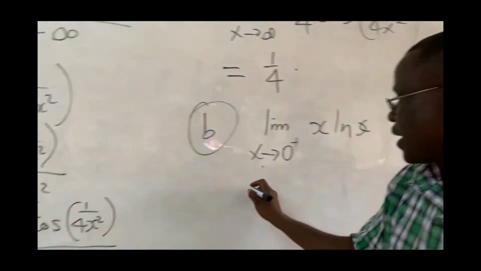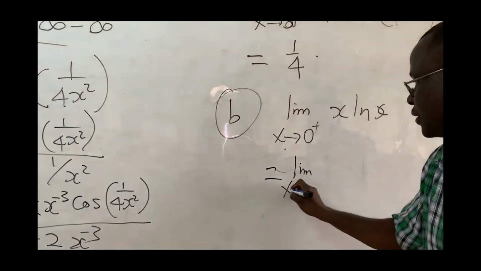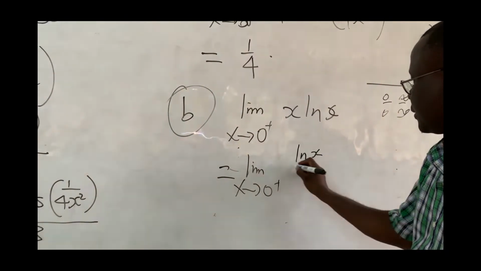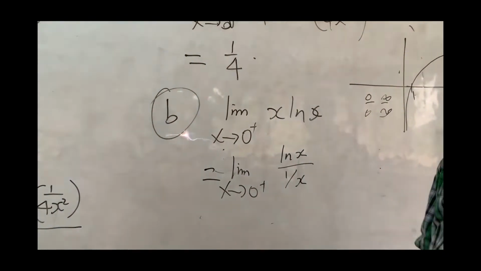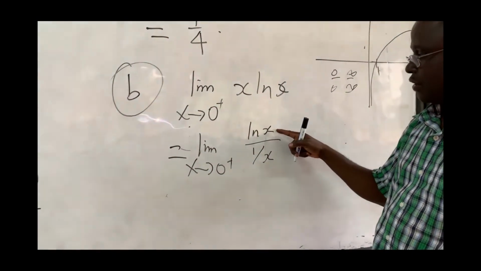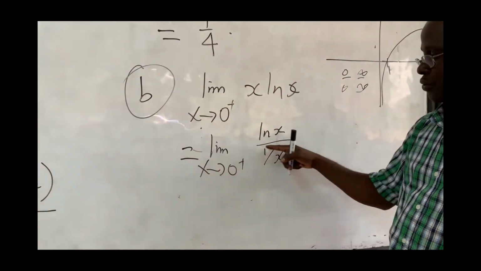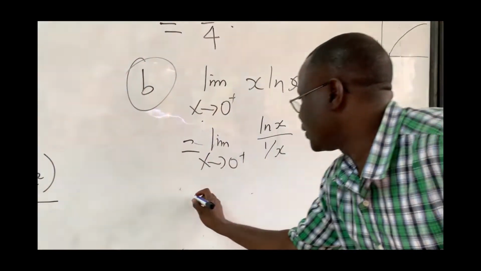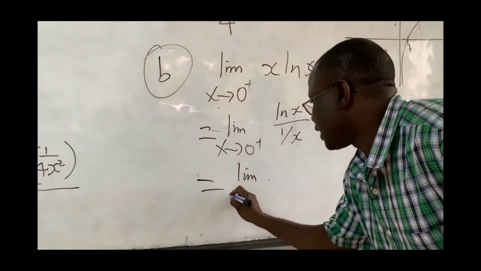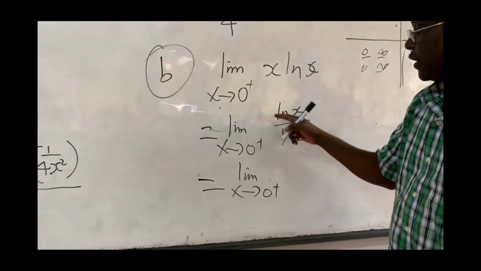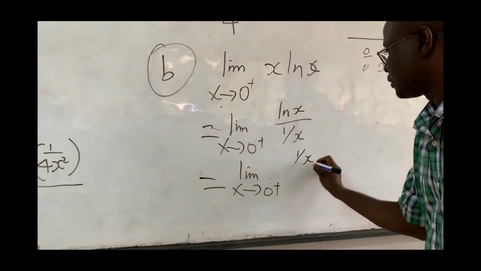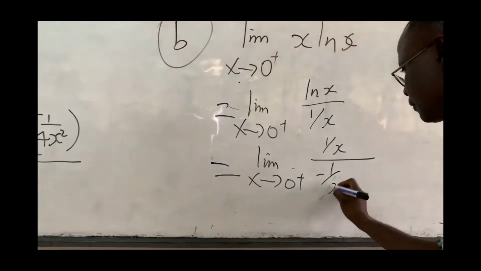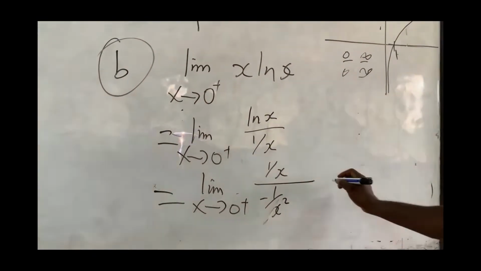So from here you can rewrite this as the limit as x goes to 0. You can write this as ln x all over 1 over x. Now as x goes to 0, this guy is going to negative infinity. This guy is also going to infinity. So now you have infinity over infinity, so you can apply L'Hopital's rule. So we are going to get the limit as x goes to 0. The derivative of ln x is 1 over x. The derivative of 1 over x is negative 1 over x squared. We can simplify that.